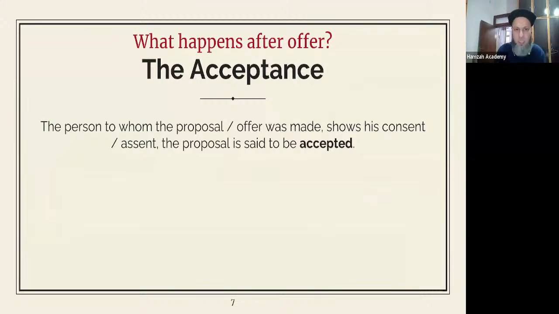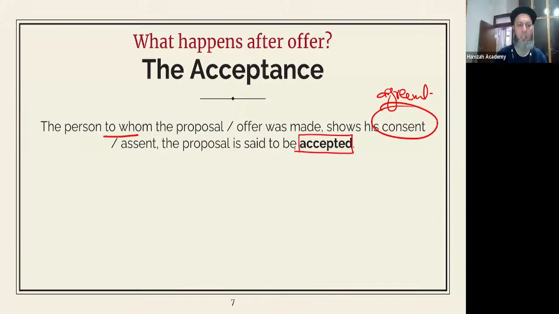I'm not making an acceptance. Actually, I'm making an offer. It sounds like an acceptance, but acceptance can only happen once there is an offer. Remember that. So when the person to whom the offer or proposal was made shows consent, agreement, assent, the proposal is said to be accepted.